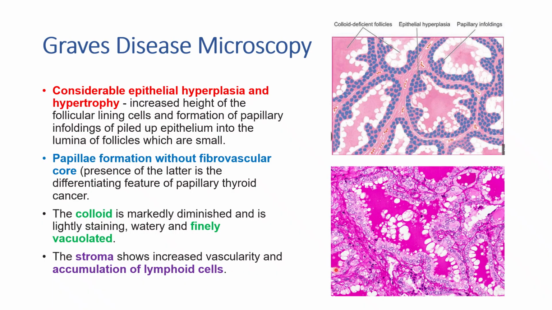So this is the real microscopic picture of Graves' disease. Here we can see there is epithelial hyperplasia. Then this pink colored structure is colloid and this is vacuolated. And these follicles are separated by stroma, and the stroma is infiltrated with lymphoid cells. These blue colored dots you can see are lymphoid cells. Alright students.